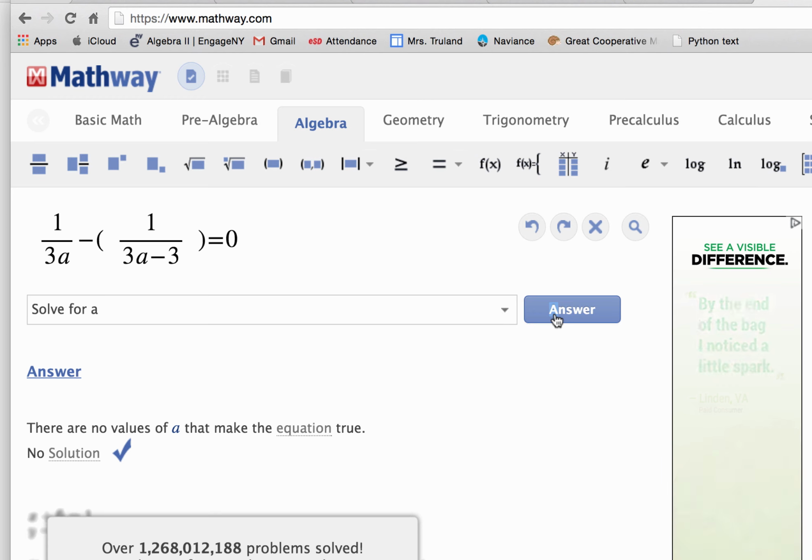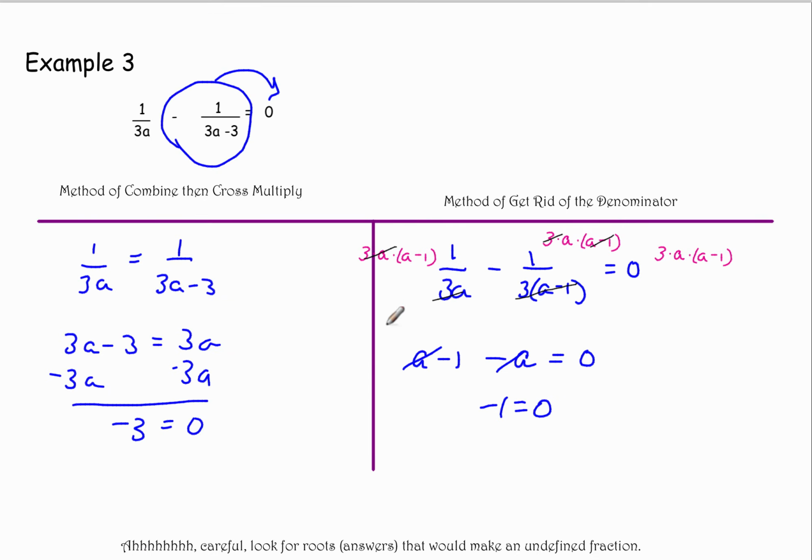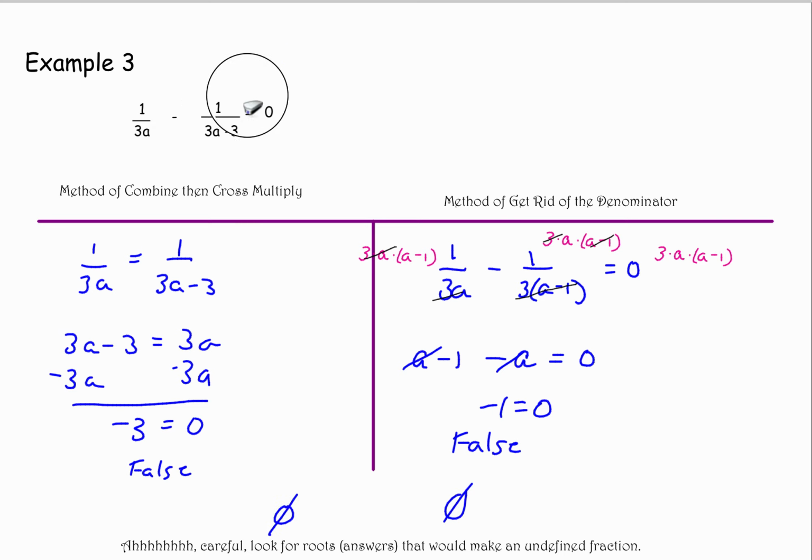There's no solution. And yeah, we got to trust ourselves down here. Both of these were a false statement. So when a false statement occurs, we have to remember there is no solution. And some of you might have gotten that from up here just looking at it. How can 1 divided by 3a minus a number that's not quite it? It's 1 over 3a minus 3, so this number's smaller than that. Leave me with 0. It's impossible.